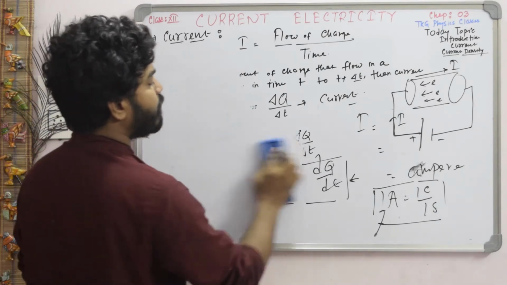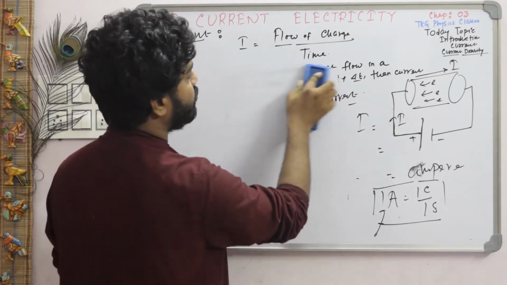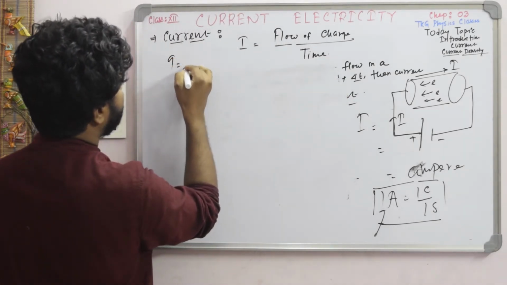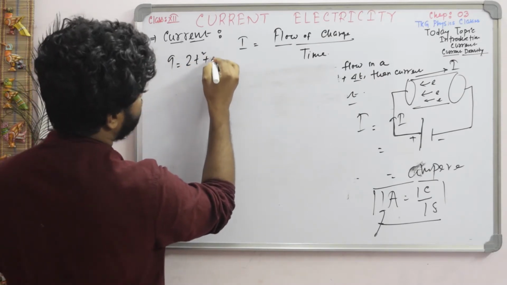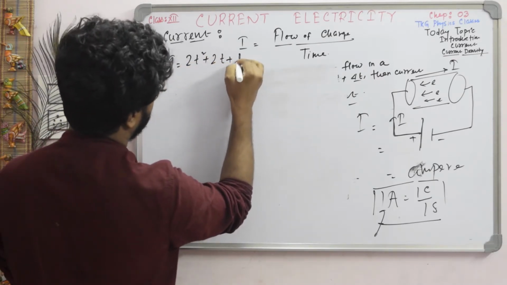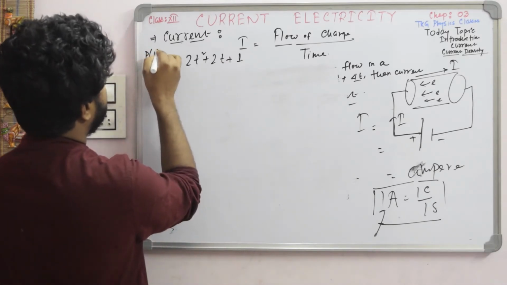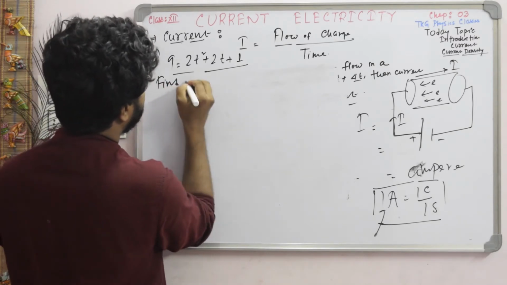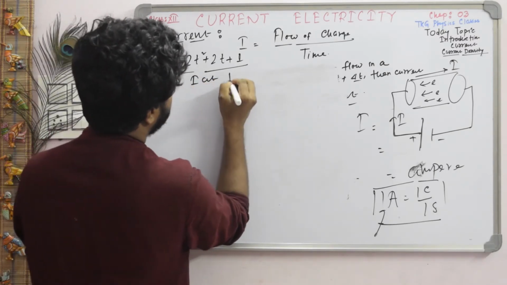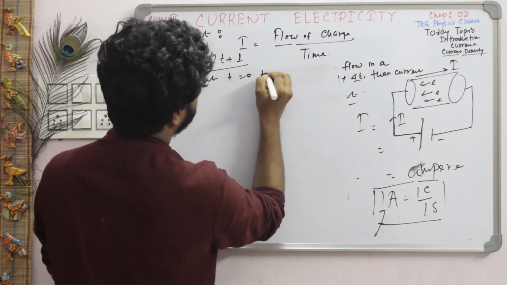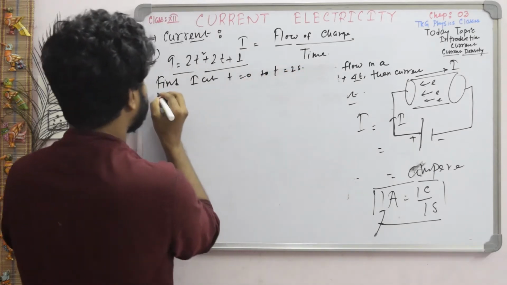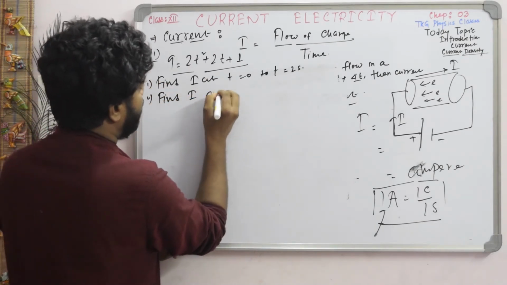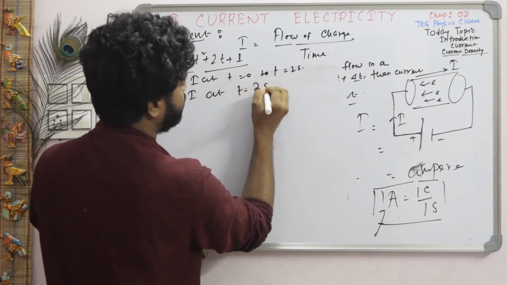Suppose there is a problem, the value of electric charge Q is given as 2t square plus 2t plus 1. This is problem 1. This charge value is given, and you have to find the current I at t equal to 0 to t equal to 2 second. That is the first question, and the second question is you have to find the current at the end of t equal to 3 second.